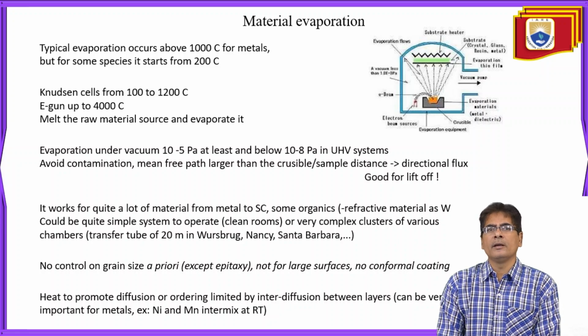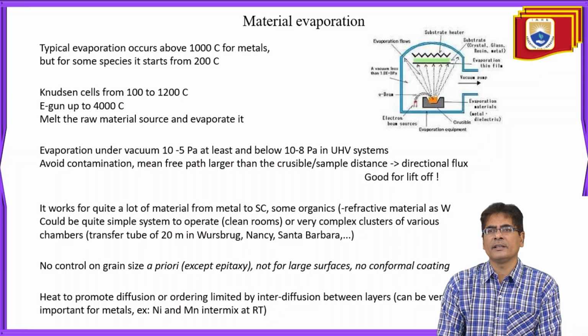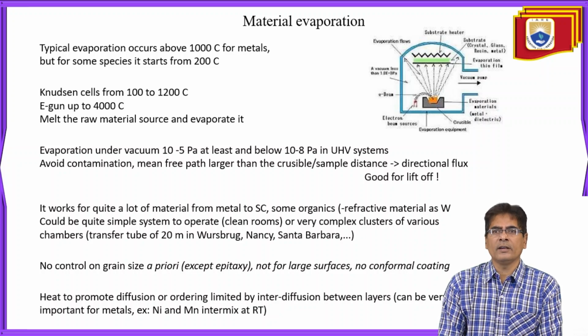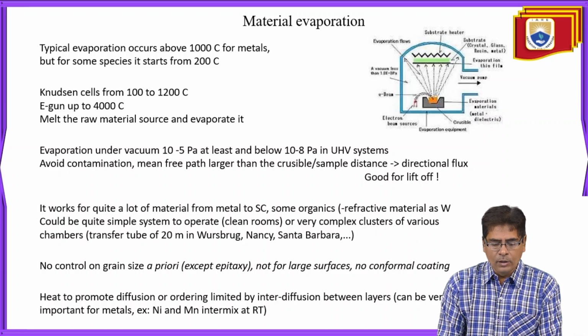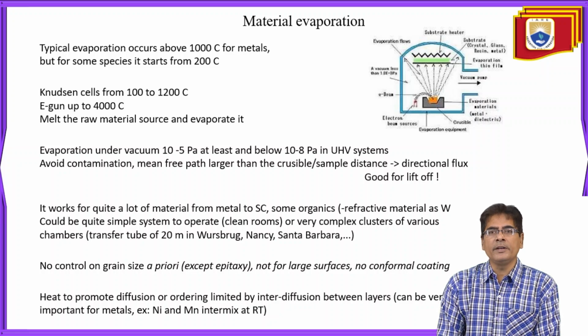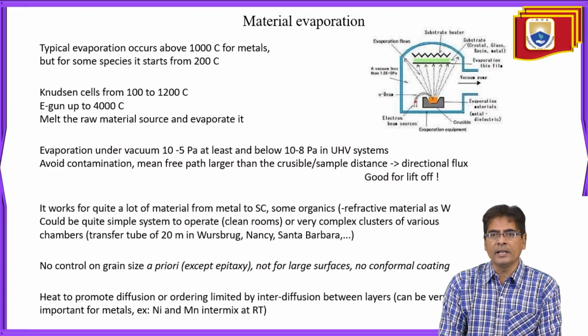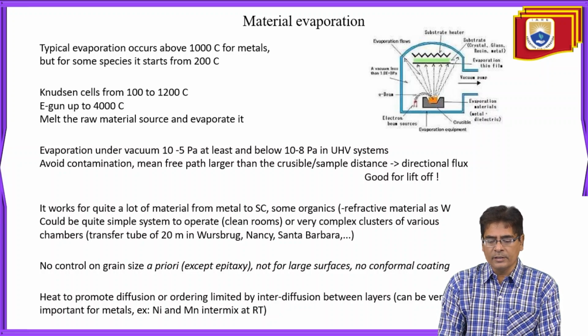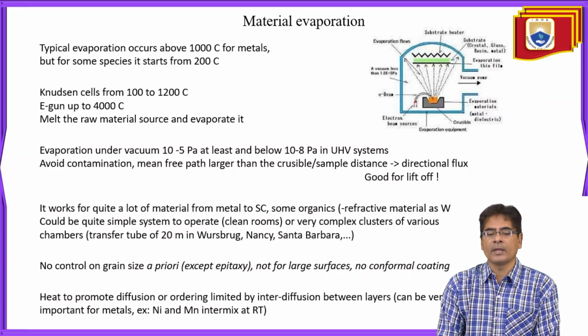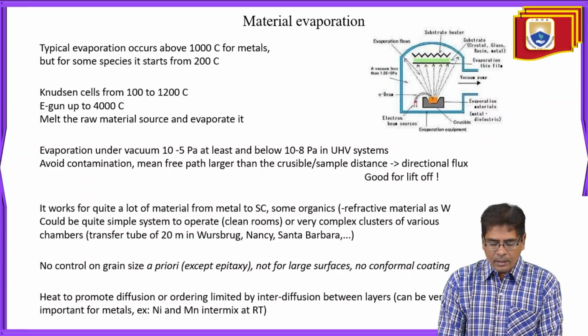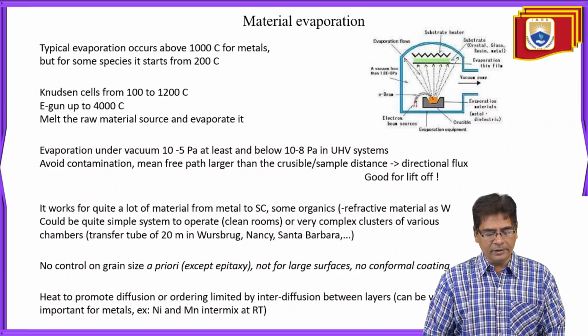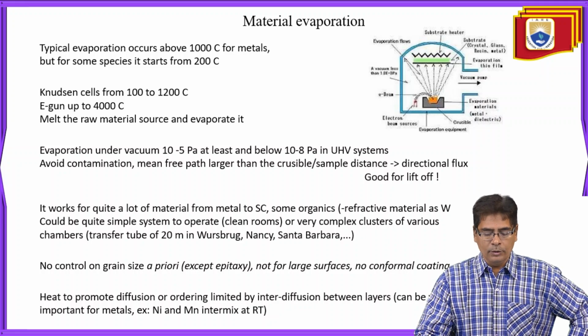This avoids contamination. The mean free path is larger than the crucible to sample distance, which gives a directional flux. Directional flux is good for liftoff, right? So it works for quite a lot of materials, from metals to semiconductors, some organics, and refractory materials, and could be quite a simple system to operate.